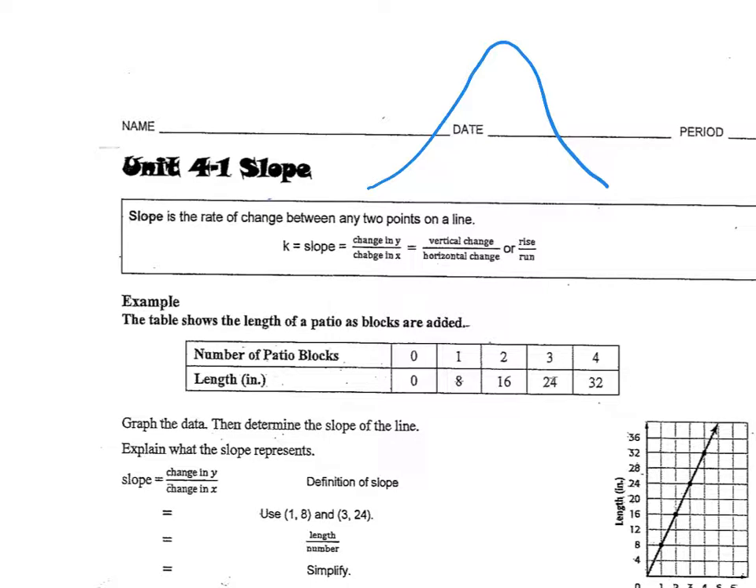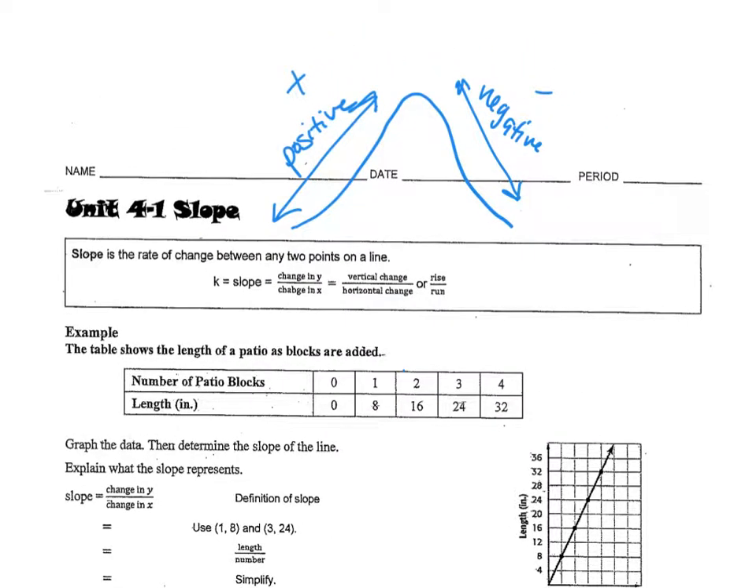So you'll have a positive slope, except on your graph it'll actually look like just a straight line because we're talking about linear equations, okay? Or we've got negative slopes which go down. So positive, negative. But yeah, think about a ski slope.